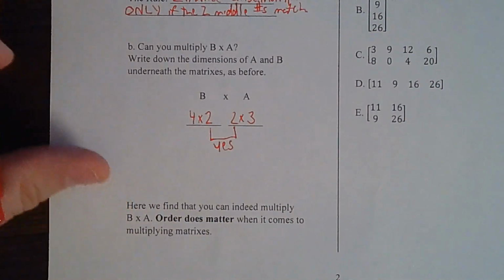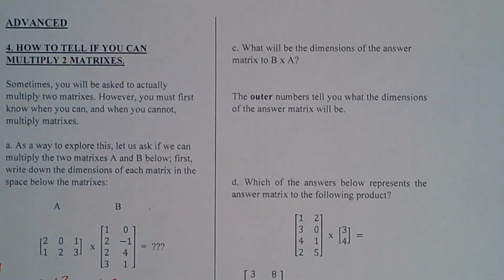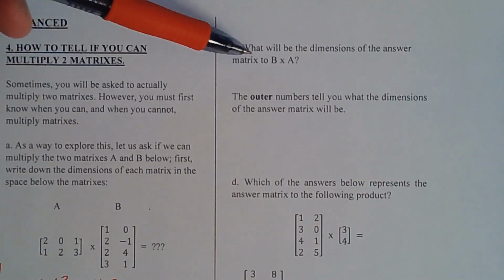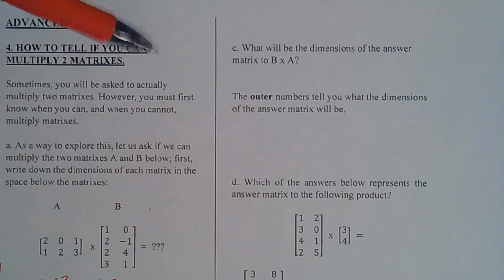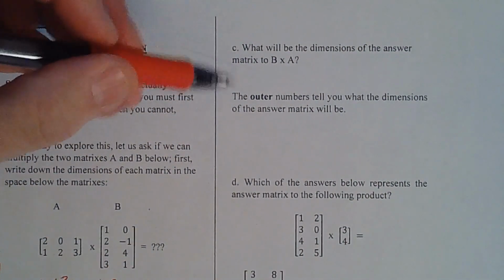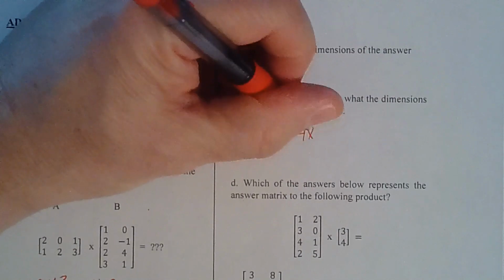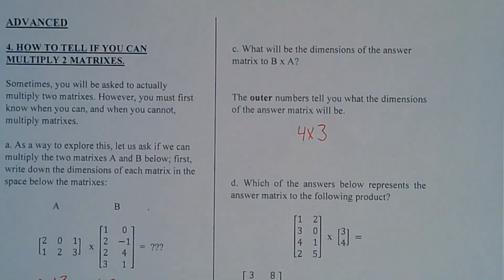If we take a look now at the question C on the top right, it says, what will be the dimensions of the answer matrix to the product of B times A? Well, the answer is really easy, and this is actually one of the most fun things in all of math. The outer numbers tell you what the dimensions of the answer matrix will be. So if you take a look at your page down at the bottom, I'll go back there in a moment, our answer matrix will be a 4 by 3.